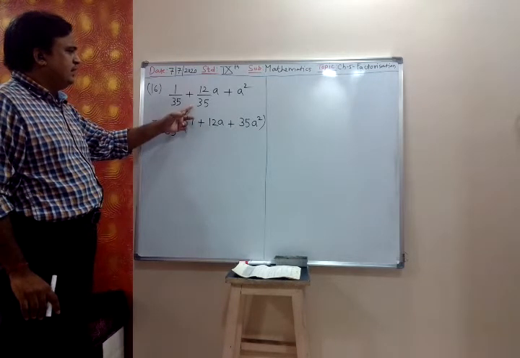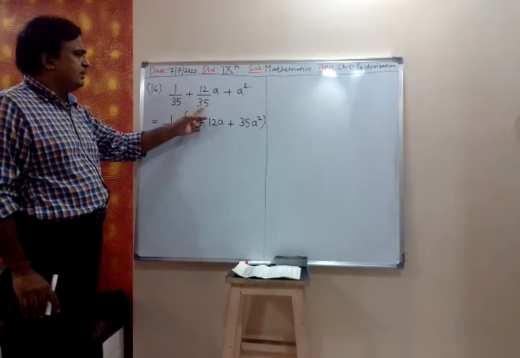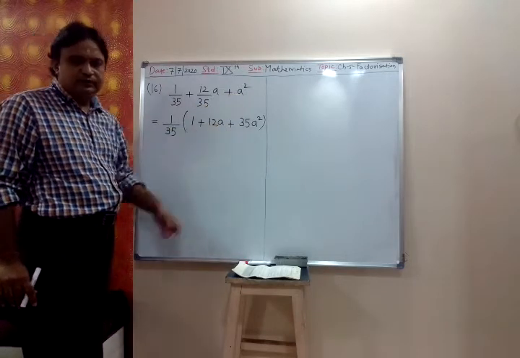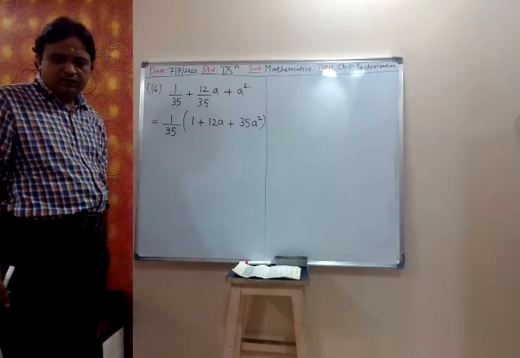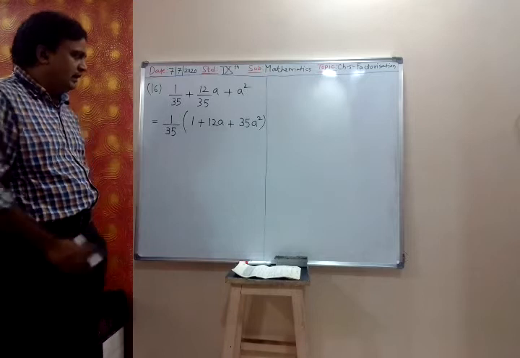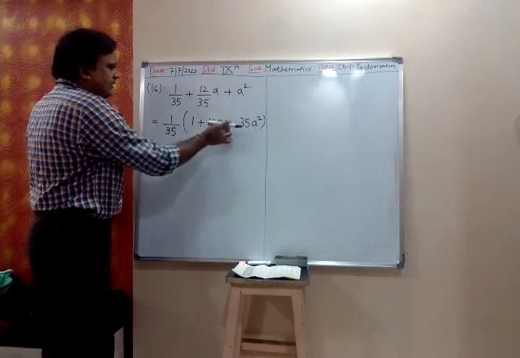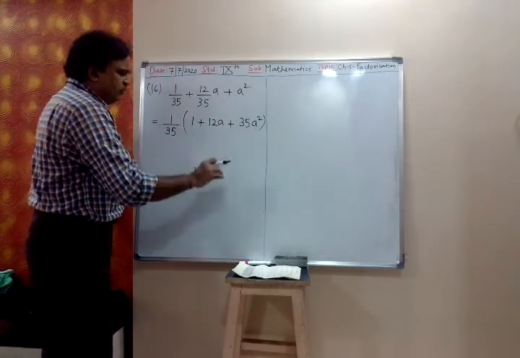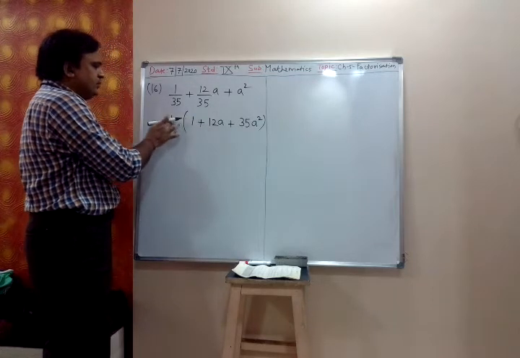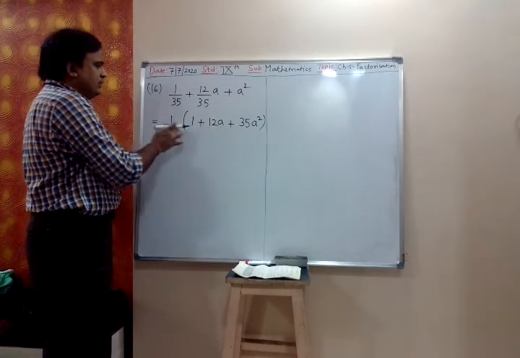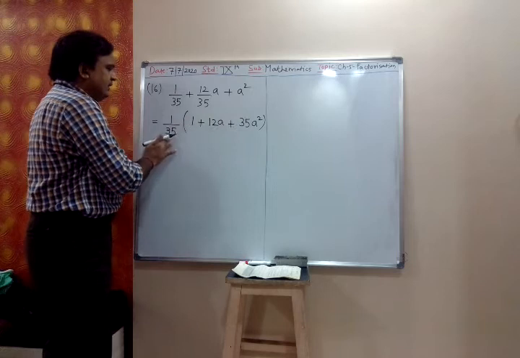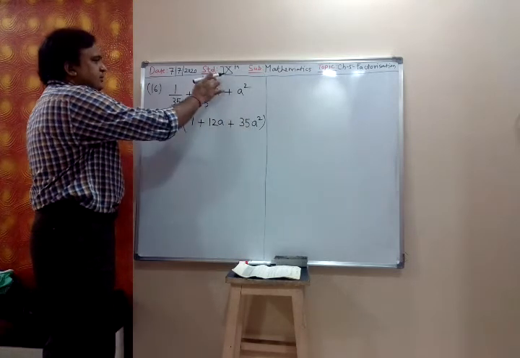Wait. We multiply 35 to a square. Yes, because when you open the bracket, it will be 1 upon 35, 12a upon 35, then 35 gets cancelled, so that a square is left, no?